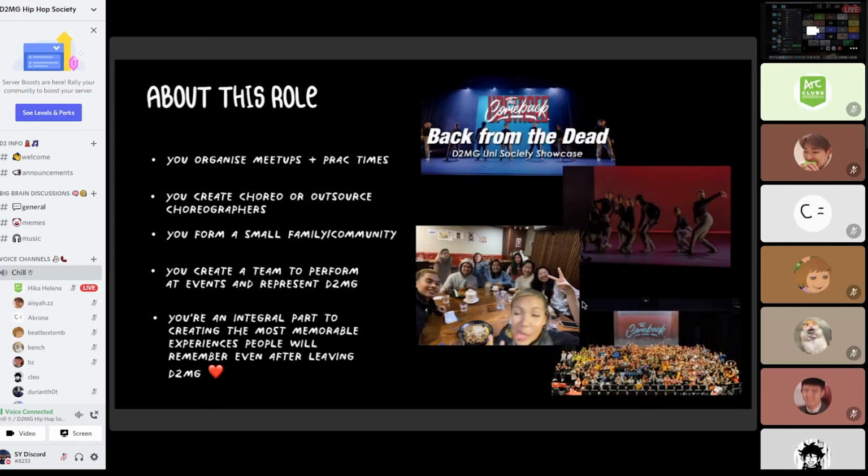So if you have been wanting to create your own choreo and share it with others, this would be a great opportunity for you to experiment and hone your skills. And you also form your own little family and community, your little D2 choreo crew. It's a small group where you basically spend time with each other, even outside of dance. And yeah, you create a team to perform at events and represent D2MG.